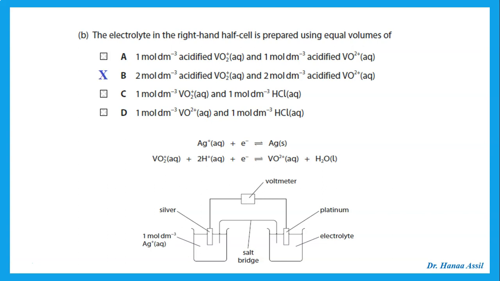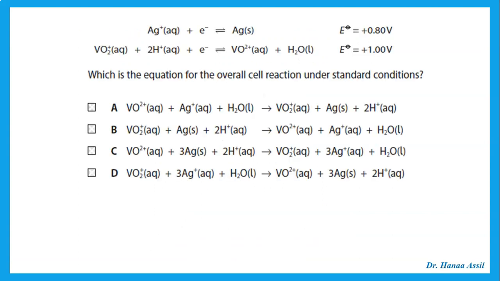And that means you need to prepare originally 2 mole per decimeter cubed of each of them, so that when you take equal volumes and add them together, then the overall concentration would be 1 mole per decimeter cubed for each ion. Are we paying attention? Okay.